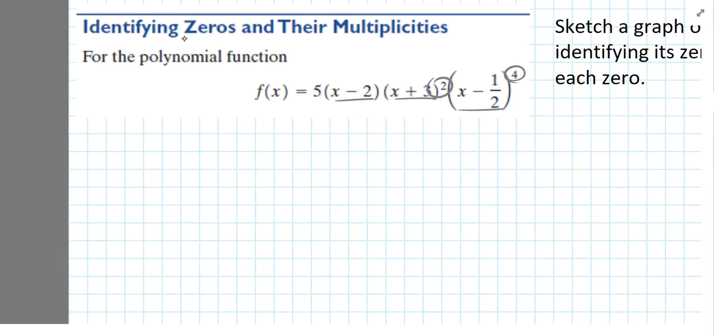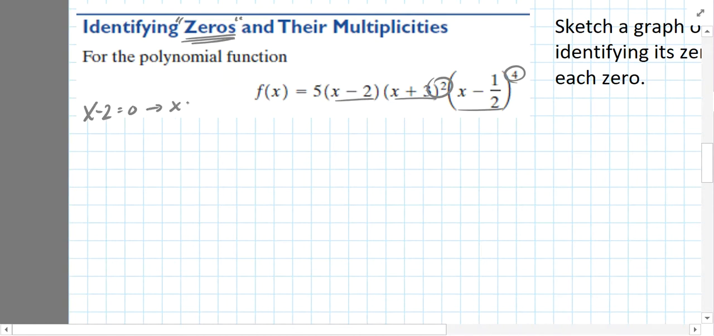First off, the 0 can easily be identified in factored form because the name 0, as we stated a second ago, indicates the x-intercept occurs when these factors are set equal to 0. So when x minus 2 is set equal to 0, we know that we have a solution or an x-intercept at +2. When x plus 3 is set equal to 0, we know that we have a solution or an x-intercept at -3. And we also know that when x minus 1/2 is set equal to 0, we end up with a solution or an x-intercept at +1/2.